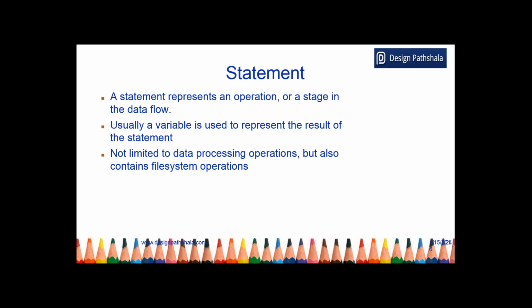Okay, so a statement is basically an operation or a line in the data flow. As I showed you in the program, each line was basically a statement, and each statement is normally assigned to a variable. There's no limit to the number of statements you write in your code or in your Pig file. Each statement's output is normally assigned to a variable, and you use that variable in the next line, and that's how your data pipeline is created.